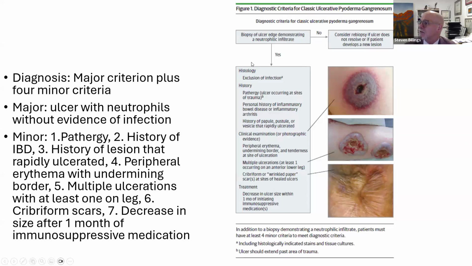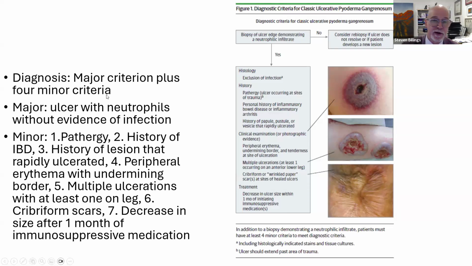Well, you get a biopsy and you see an ulcer with a dense neutrophilic infiltrate and you exclude infection with special stains. So that is the single major criterion for making the diagnosis of pyoderma gangrenosum, an ulcer with neutrophils without evidence of infection. So to make the diagnosis of pyoderma gangrenosum, you need the major criterion, but you need 4 minor criteria.